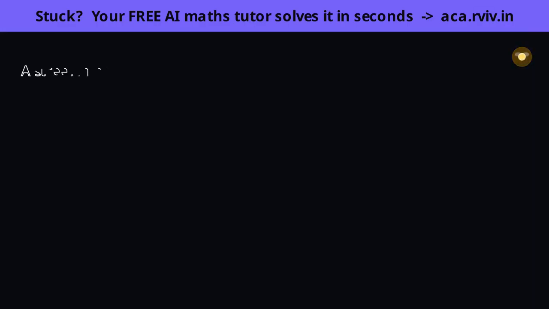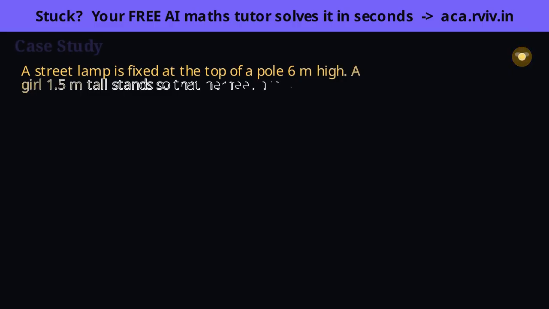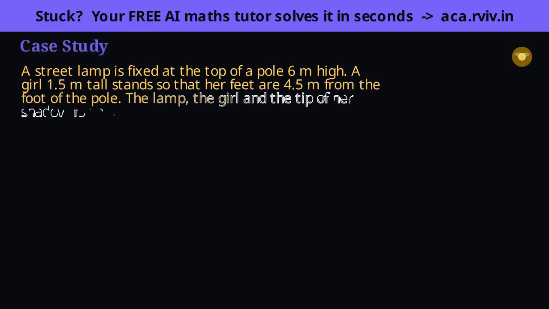Picture the scene: a tall lamp, a shorter girl, and a single ray of light from the lamp grazing her head down to the tip of her shadow. That shared ray nests a small triangle inside a big one, and because both are lit from the same point, they're similar. That similarity is the key that turns three given lengths into her unknown shadow.